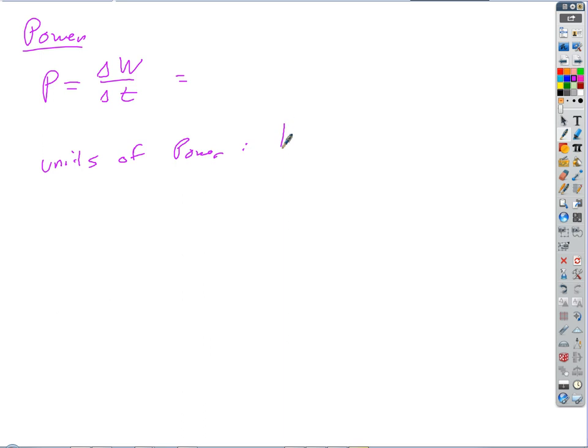1 joule per second equals 1 watt. We abbreviate that with a capital W, which is a little confusing because work is also W, but you know that in the context of a unit, it's a watt.